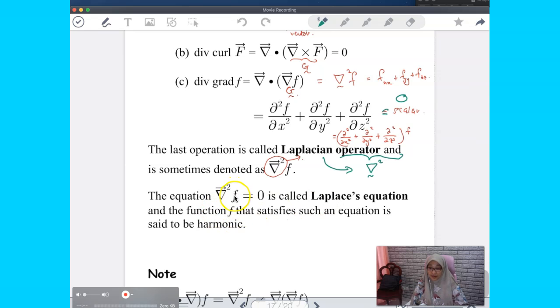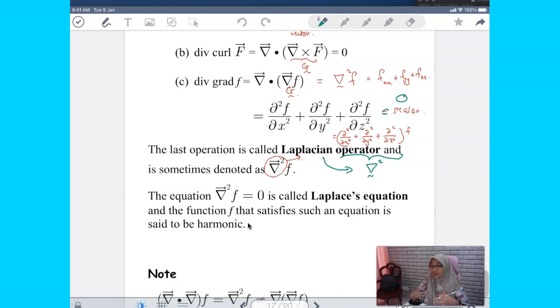And if the function f satisfies such an equation, meaning you have the Laplace equation, then we can say that the function f is a harmonic function. It just introduces you, and maybe in future you can see the Laplace equation. So now maybe you can relate this with the vector field, I mean the multiple operation.